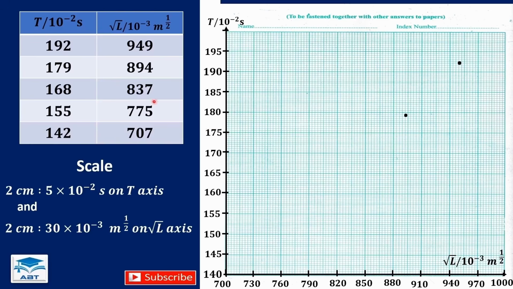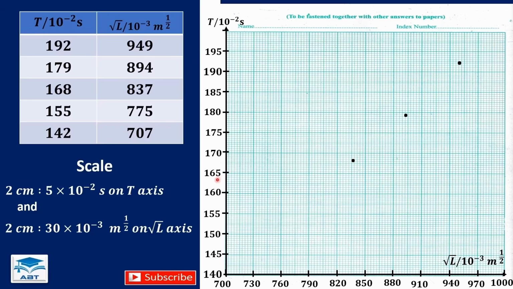And we have 837 on root L axis. This is 820. And 1 box is equal to 3. So 823, 26, 29, 832, 35, and 37 will be within the next box. So they are going to meet here.